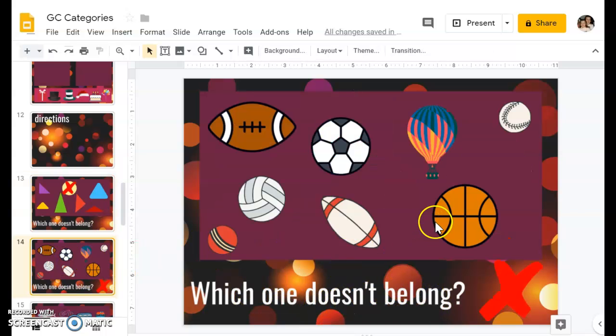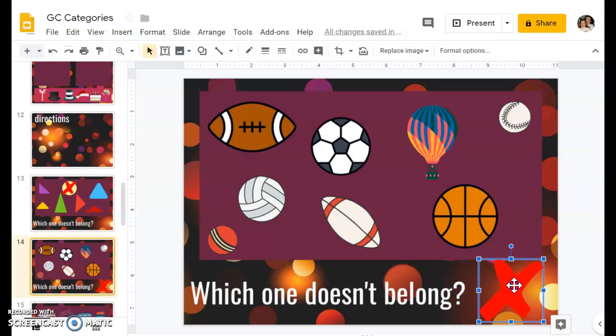Let's do one more together. So I'm looking at these on my box, and I'm seeing a lot of them are having to do with sports. I have a football, a soccer ball, a volleyball, bocce ball, all sorts of stuff for sports. But I see something that does not really go with sports. Do you see it? It's the hot air balloon. That would be for travel or entertainment.